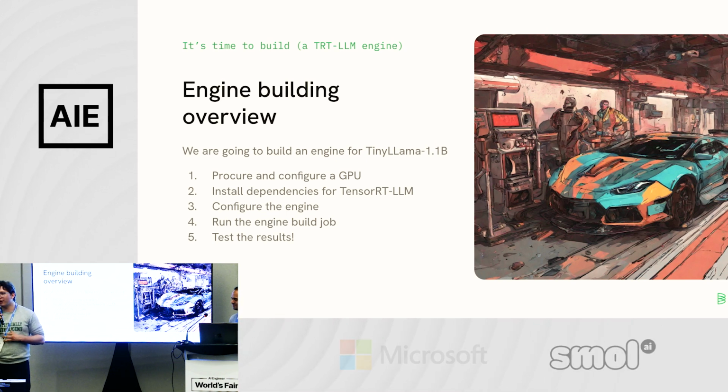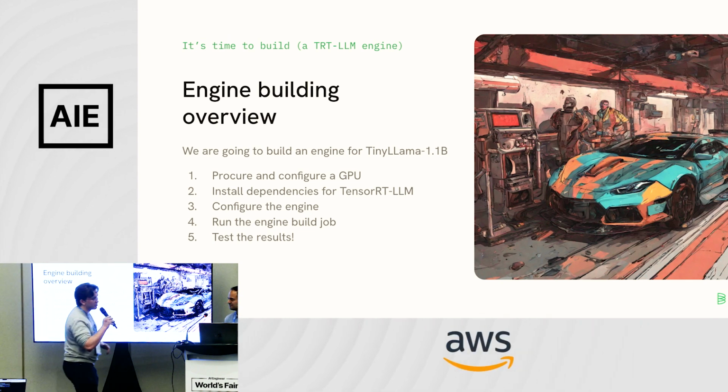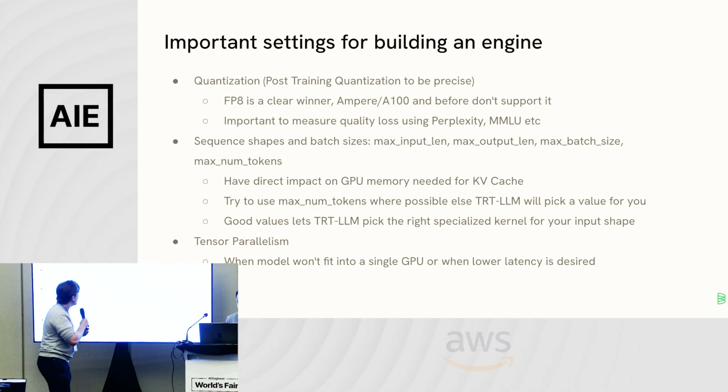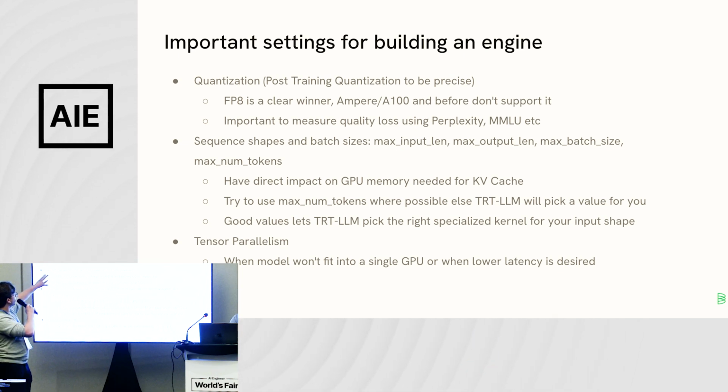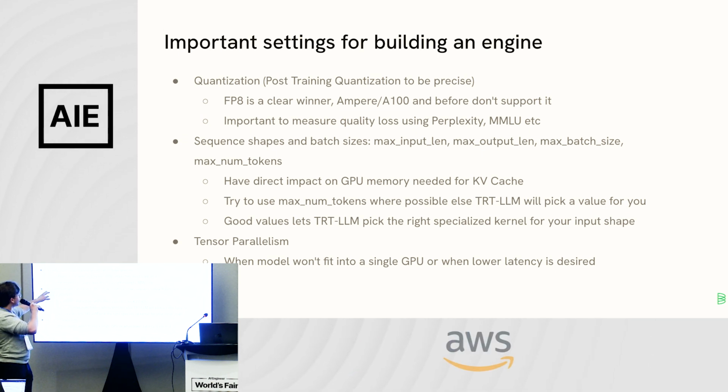And we should be able to get through this in about half an hour or maybe a little less because these models are quite small. There are a few important settings that we're going to look at when building the engine. We're going to look at the quantization, again, the post-training quantization. Like we talked about, we're going to be on A10s, or sorry, no, first we're going to be on 4090s, so we will actually have access to FP8 so that you can test that out. We're going to look at sequence shapes and batch sizes, how to set that, and we're going to look at tensor parallelism. You want to give them a quick preview on tensor parallelism?